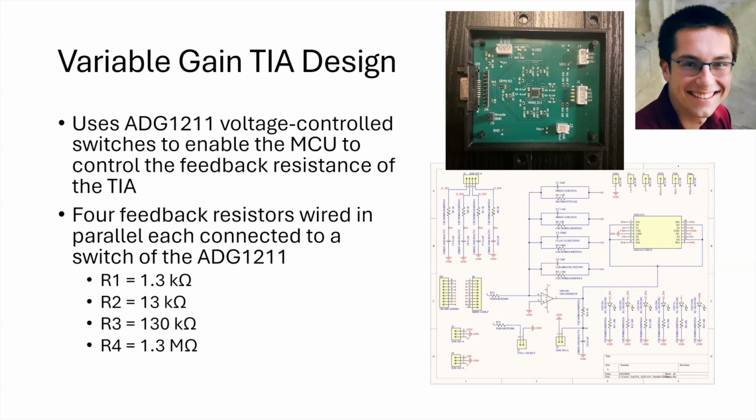These are wired in parallel. You have four resistors wired in parallel. And so whichever switch is closed will determine which resistor is selected in the feedback loop. The resistors are selected so that every gain state has 10x more gain than the previous gain state. So this will allow us to reach a really broad range of input powers and assist in making sure that we can get accurate measurements across a broad power range.